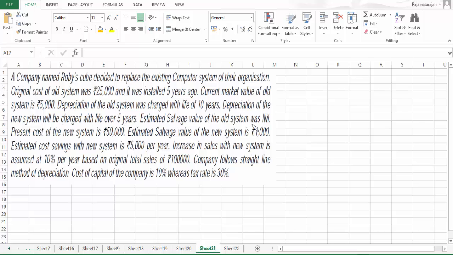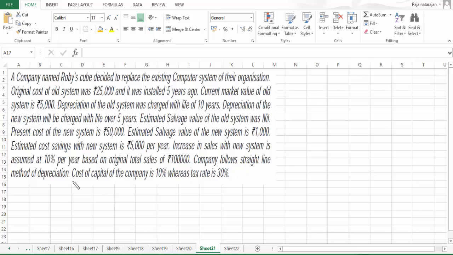Estimated salvage value of the old system was nil. Present cost of the new system is 50,000. Estimated salvage value of the new system is 1,000. Estimated cost savings with new systems is 5,000 per year. Increase in sales with new system is assumed at 10% per year based on original total sales.